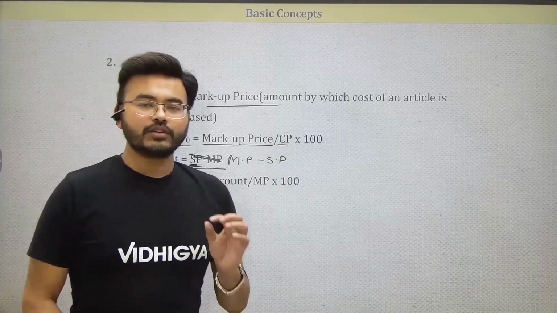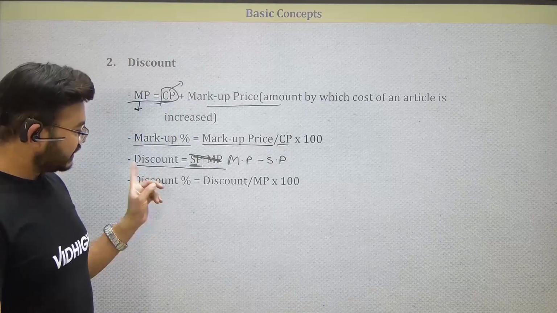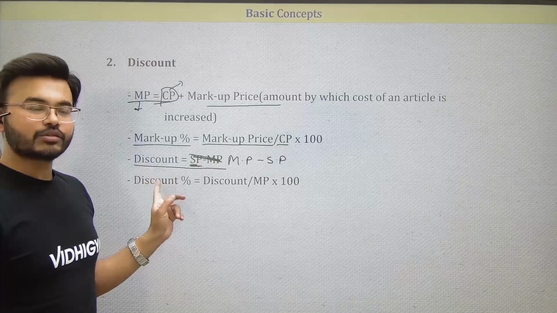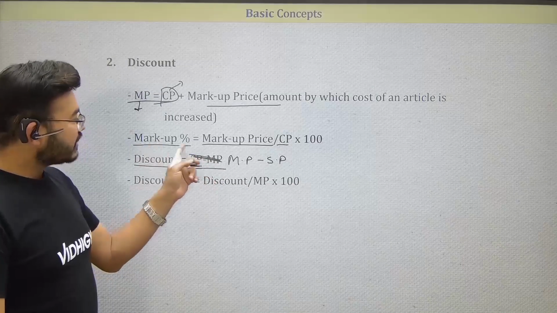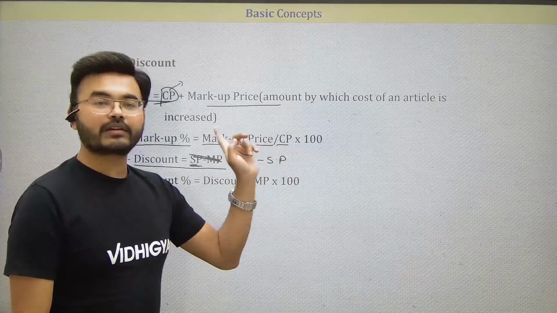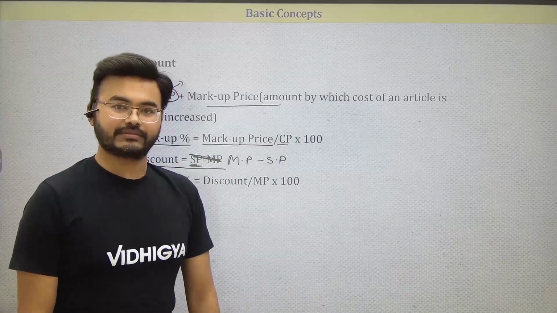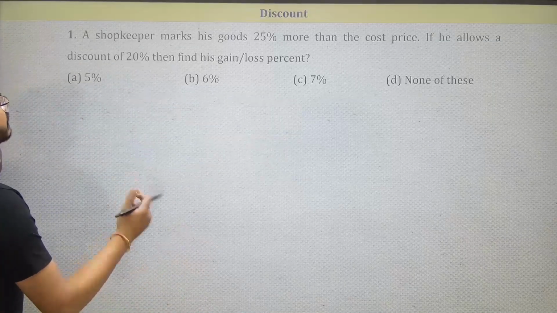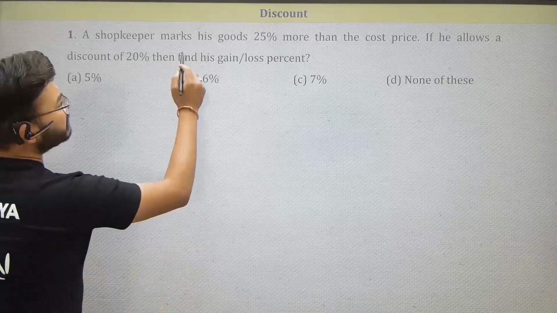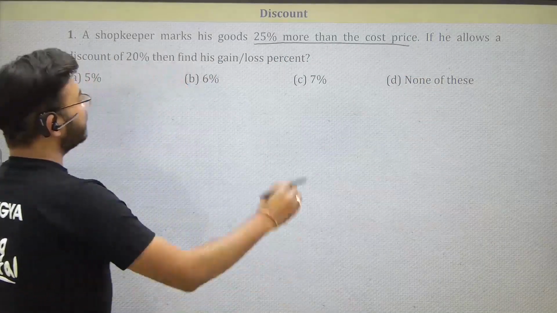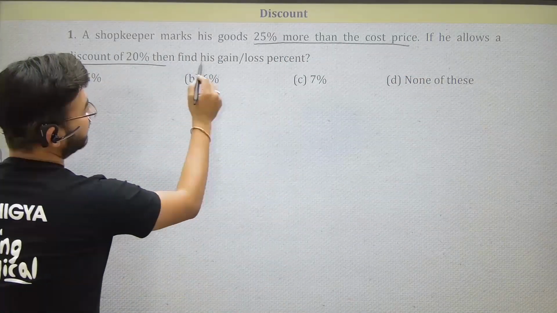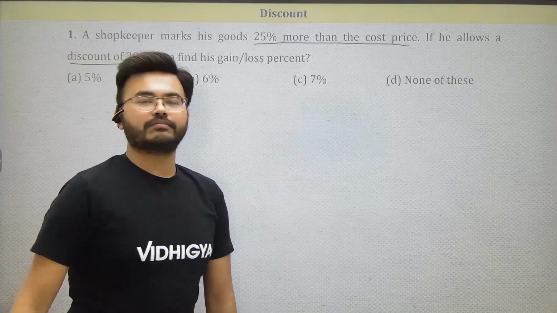So just you need to take care of this particular thing, that discount percent is always calculated with respect to mark price, whereas the markup percent is calculated with respect to cost price. Okay, let's try to solve a problem. A shopkeeper marks his goods 25% more than the cost price. If he allows a discount of 20%, then find his gain or loss percent.